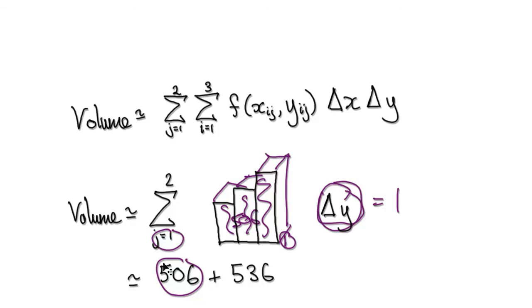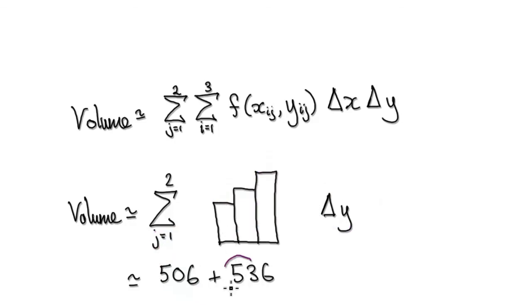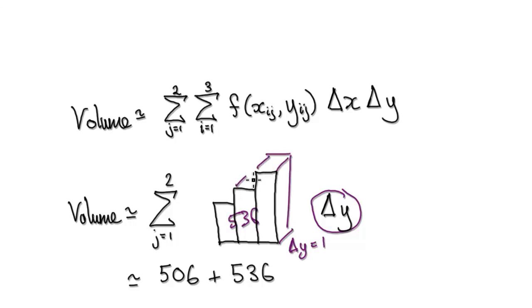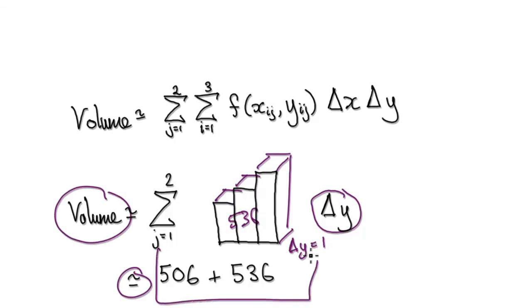When j equals 2, our 3 strips will have an area of 536, and then for the second time around, you times it by a depth, which happens to be delta y equals 1, so it has a depth of 1. So when you times it by delta y, it will give you a volume, and really you're summing up all the volumes. So all the volumes will be approximately this. Okay.